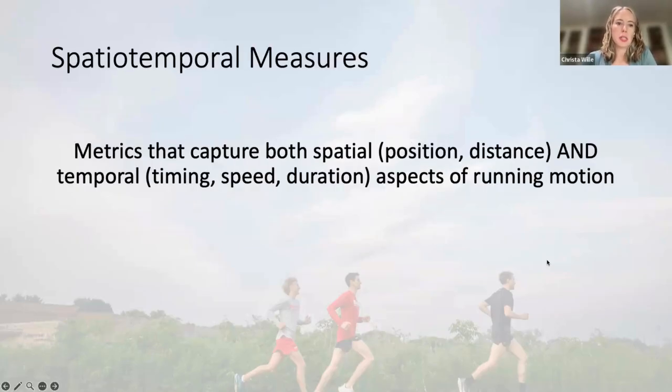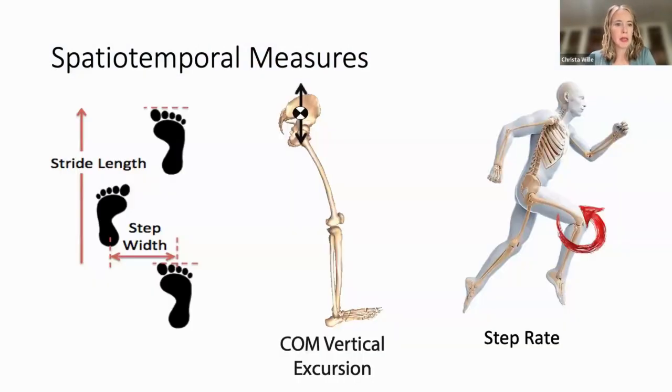So to define a spatial temporal measure, these are the metrics that we look at in runners that capture both some essence of a spatial or a position and a distance, and a temporal, so some component of time, speed, or duration while our patients are running. The key spatial temporal measures that I'll introduce and expand on include stride length, step width. We'll talk about center of mass vertical excursion, and then finally step rate as well.